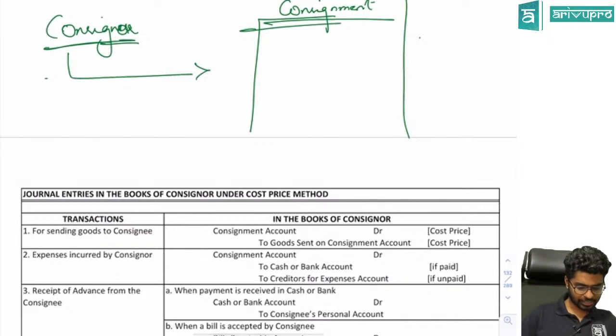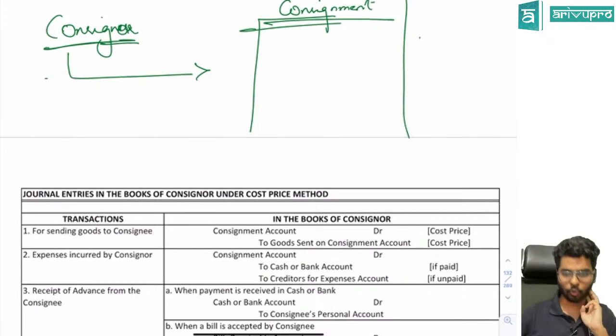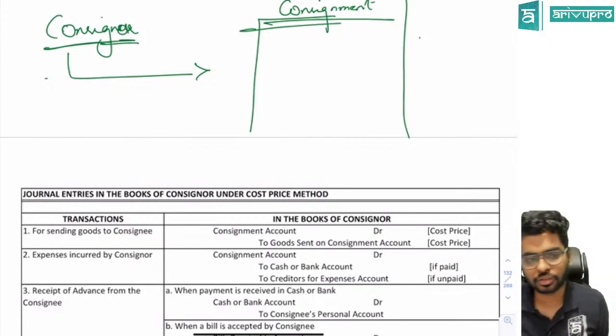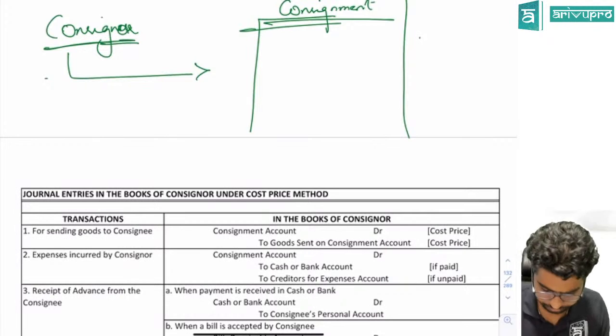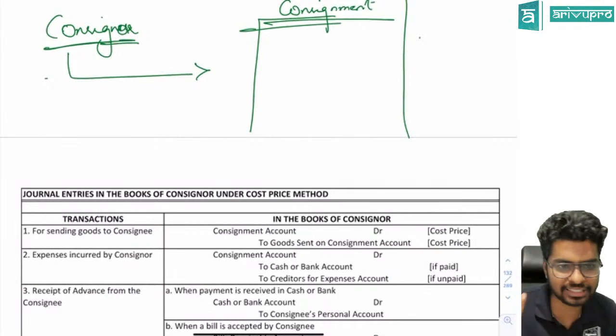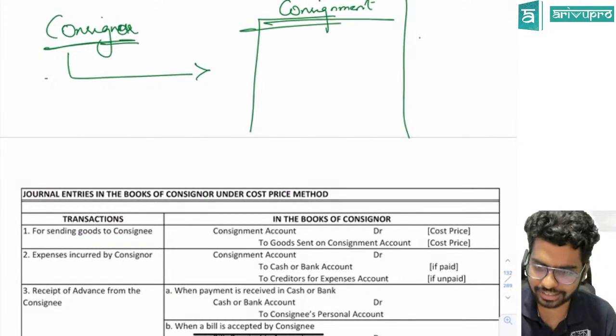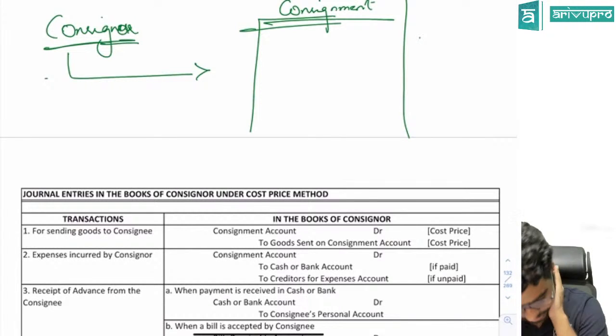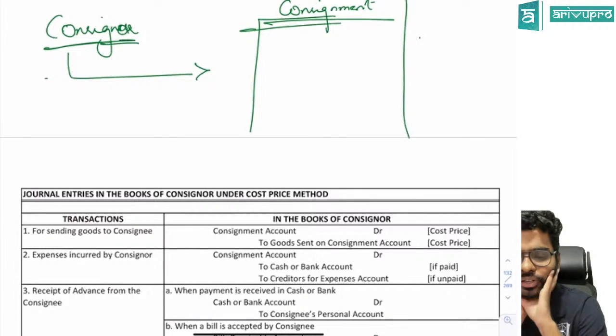When I say goods are sent on consignment, now what is happening here? Who's the receiver? Let's try treating this consignment as a person and try looking into accounting on that person. Goods are sent on consignment. Who's the receiver?